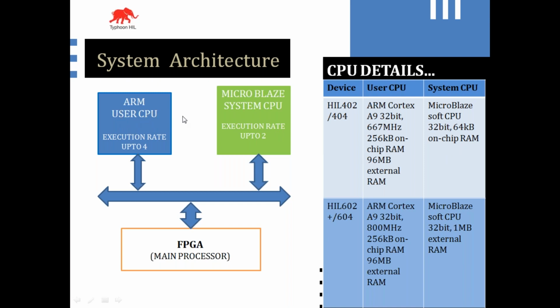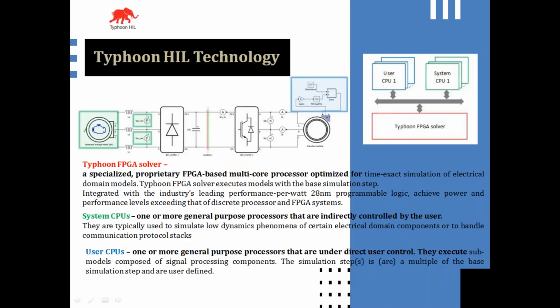So this is the work of the system CPU and user CPU. The user CPU has an execution rate up to 4, and the MicroBlaze system CPU has an execution rate up to 2. Here you can see the 4 series, and for the 4 series boxes we are using this. For 6 series boxes, we are using ARM Cortex A9 32-bit 800 megahertz, 256 KB on chip RAM, 96 MB external RAM. So this is the system architecture which we are using in Typhoon HIL technology, and you can see that FPGAs are working as the main processor. Now coming back to this figure.